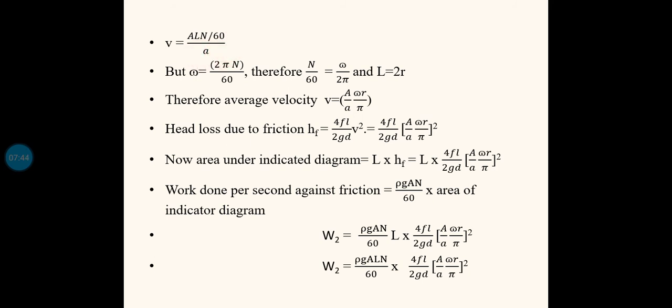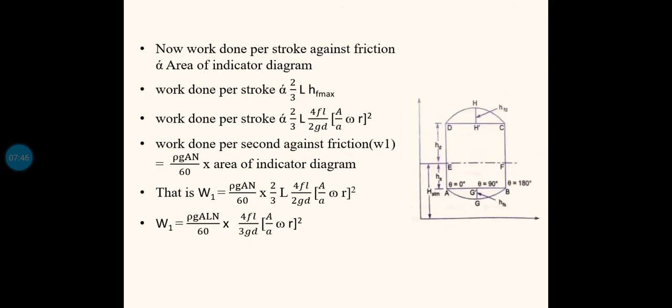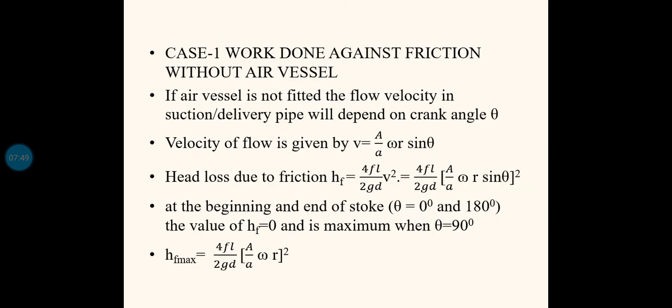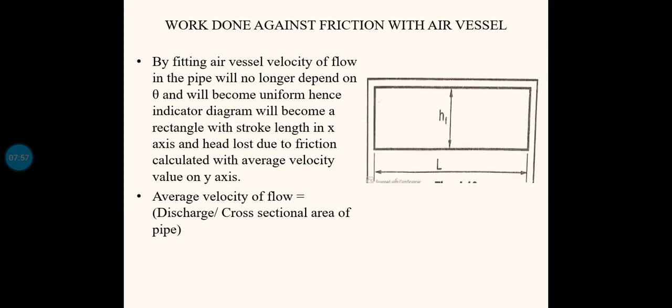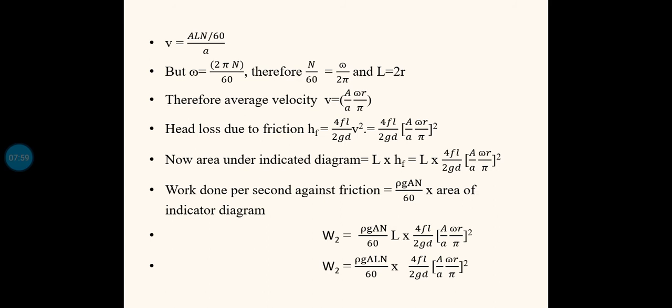Earlier we used another equation to calculate V, that is V equals A by A omega r sin theta, since the velocity was not uniform. But here we are using the uniform velocity, V equals LAN by 60 by a. Now we have omega equal to 2 pi n by 60, the angular velocity, and so n by 60 equals omega by 2 pi.